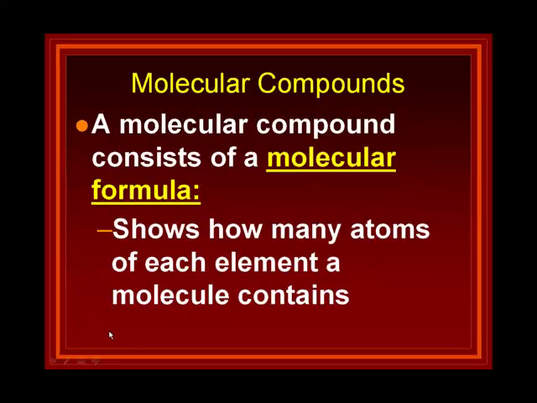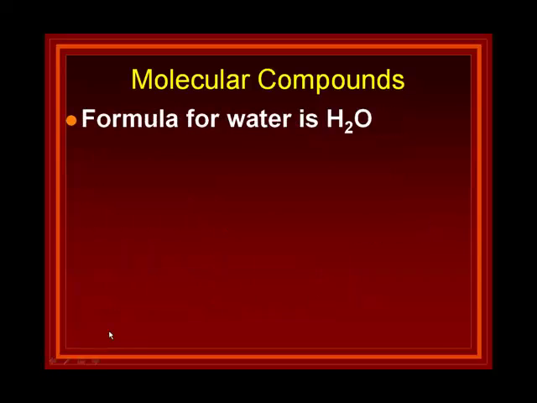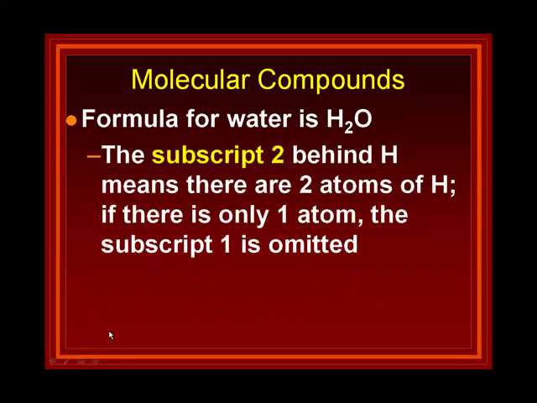So a molecular compound consists of a molecular formula. It shows how many atoms of each element a molecule contains. This is similar to a formula unit, which also did the same. So if we take the example of water, H2O, the subscript 2 behind the H means that we have 2 atoms of hydrogen. So 2 hydrogens. And if we only have 1 atom, we omit the 1. Okay, chemists are fond of invisible ones. So we actually only have 1 oxygen in that formula. You would never write it as H2O1 like that. That would be incorrect.